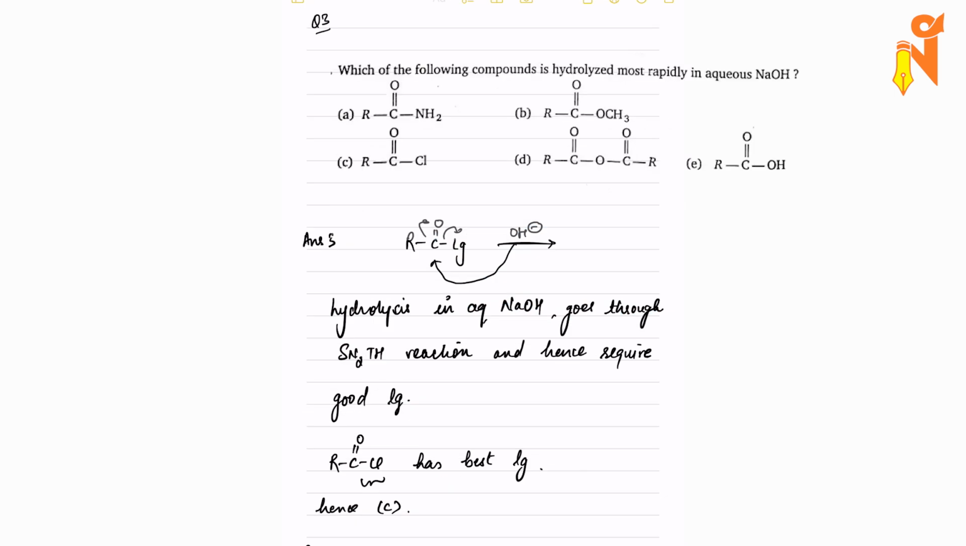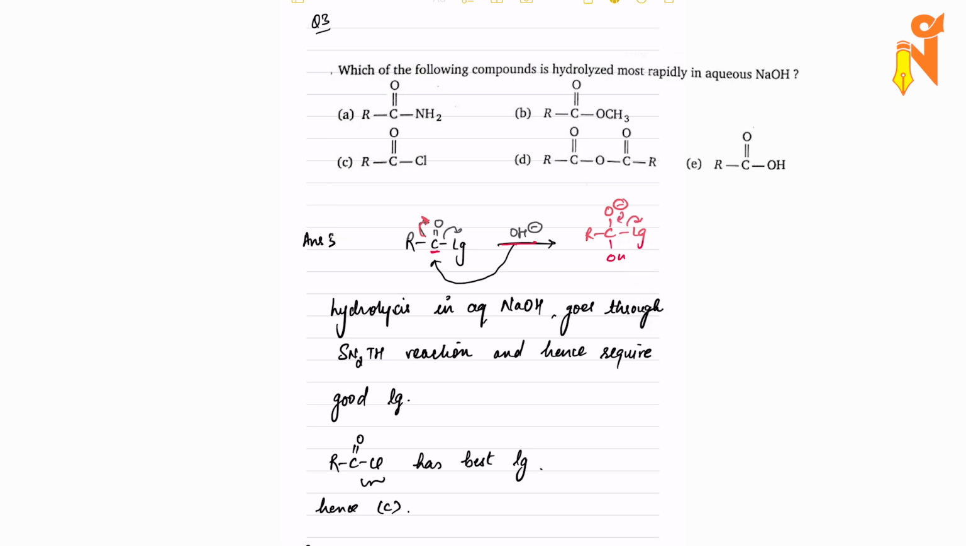Now in question number 3, we have been asked which of the following compounds is hydrolyzed more rapidly in aqueous NaOH. So see, when you have to do the hydrolysis, we have to do the reaction which is pretty much like an SN2-type reaction where your OH minus will attack. It is happening in the aqueous NaOH. So OH minus will attack first as a nucleophile on the carbonyl carbon. Oxygen will get the electron density forming RCO minus OH, and then there will be a leaving group.